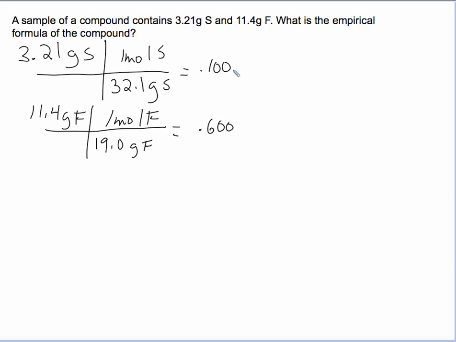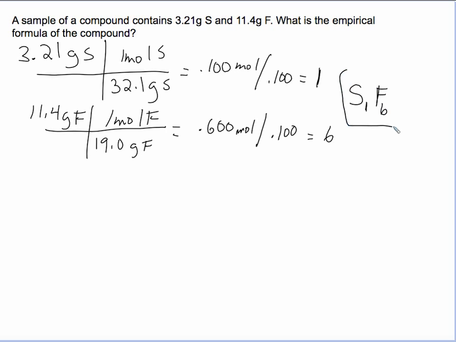All right, now to get the simplest whole number ratio, it has to be in moles. That's what we just did. We calculated these in moles. So what we're going to do is take the smallest number and divide it by itself. What that does is that always sets it to 1. And then we're going to take the bigger number and divide it by the small number. And 0.600 divided by 0.100 equals 6. So the simplest whole number mole ratio for SF6 is for every 1 mole of sulfur, you have 6 moles of fluorine. So this is the empirical formula, the simplest whole number ratio.